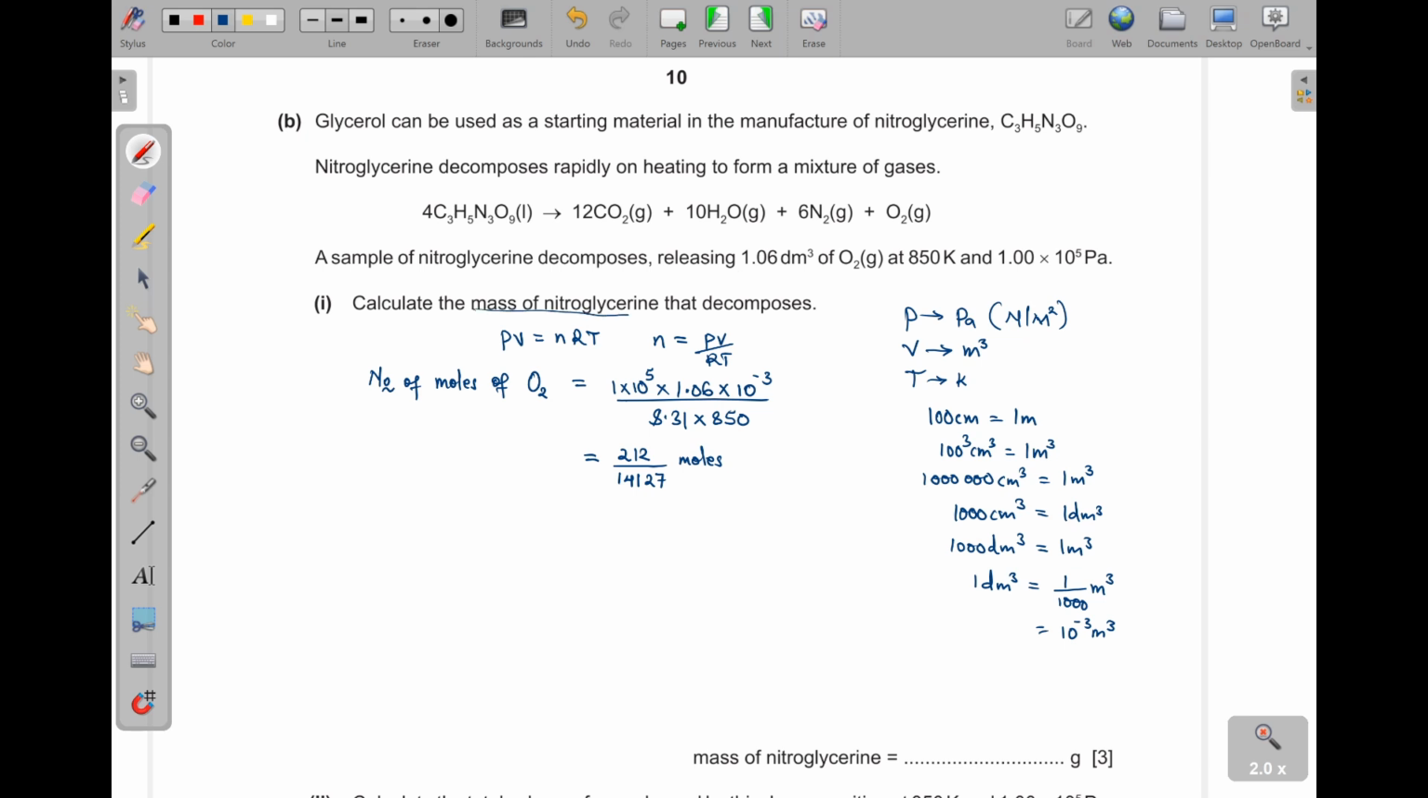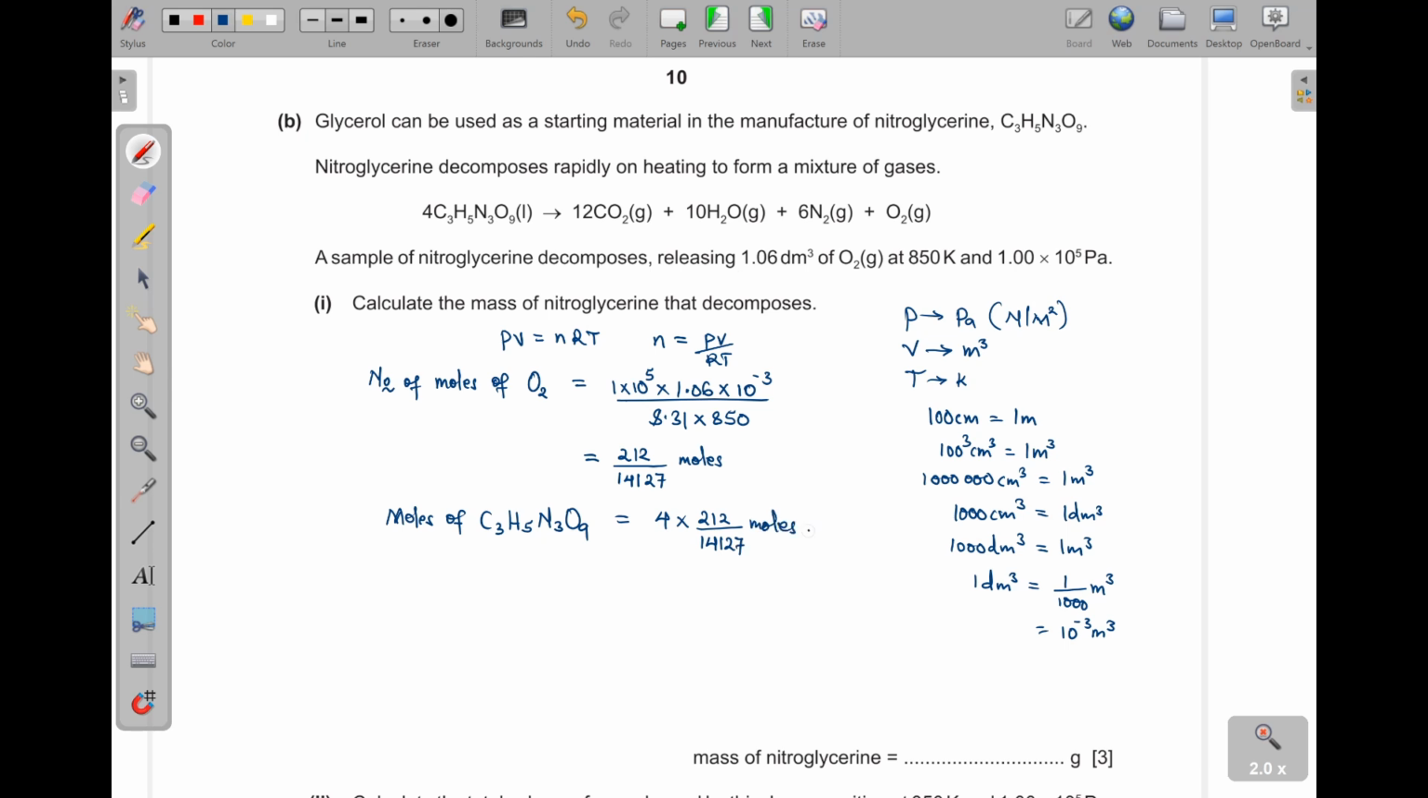Now I'm going to use the reaction mole ratio, because we are looking for the mass of nitroglycerin, which is this one here. When you look at this stoichiometric equation, 4 moles of nitroglycerin give 1 mole of oxygen. That means if I have the moles of oxygen here, to get the moles of nitroglycerin, I will multiply this one by 4. So we shall say that moles of nitroglycerin, C3H5N3O9, shall be equal to 4 times this 212 over 14127.